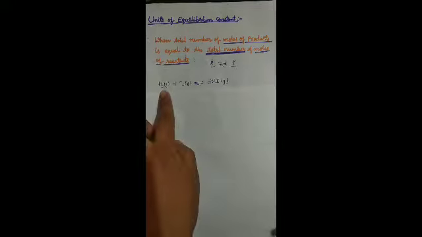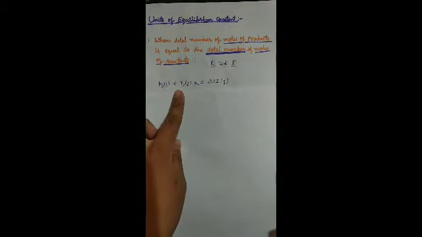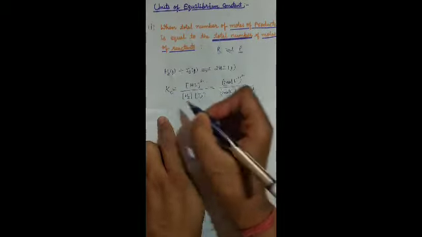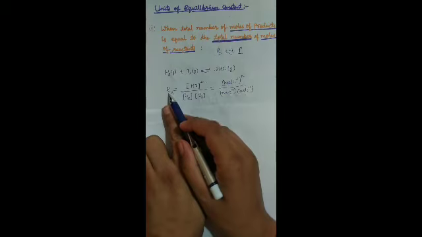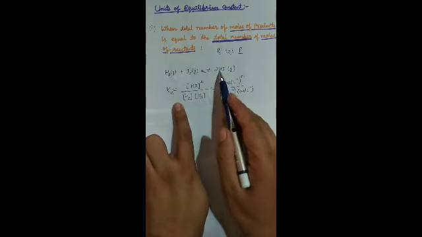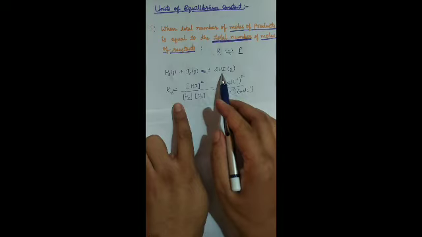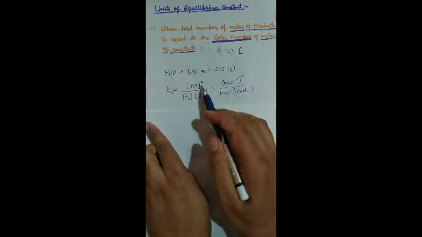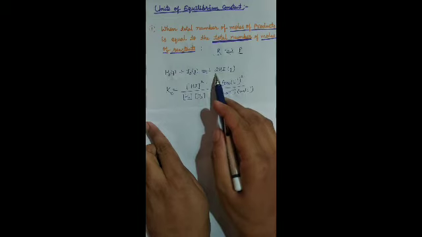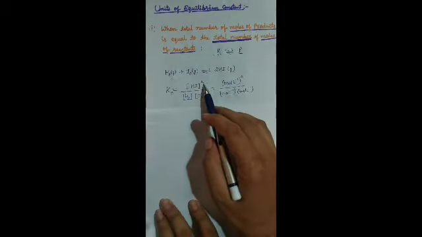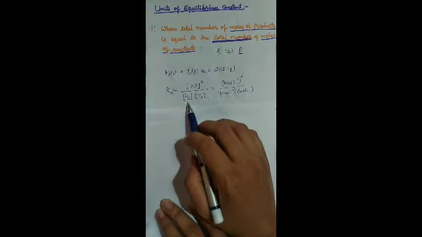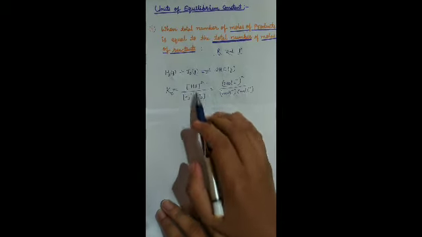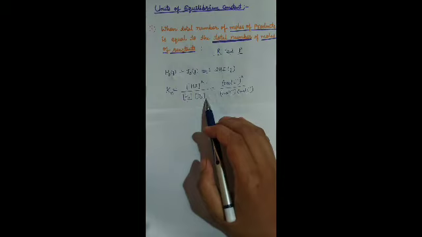Suppose I have taken an example here, H2 plus I2. In equilibrium it provides 2 moles of HI. So according to the concept of equilibrium constant, we can write it as Kc or K as well. Kc will be equal to, according to the law of mass action, the concentration of the product HI raised to the power of its stoichiometry, which is 2, divided by the concentration of the reactant H2 and the concentration of the other reactant I2.